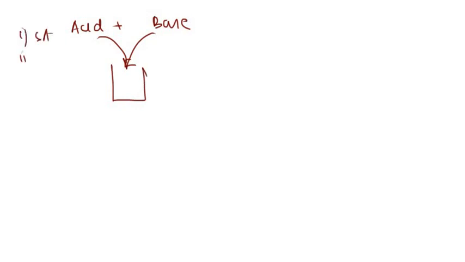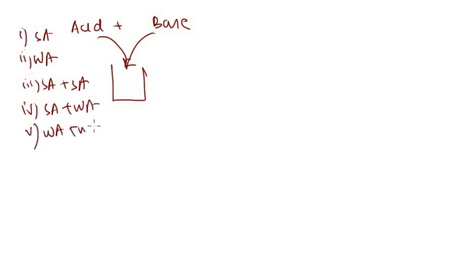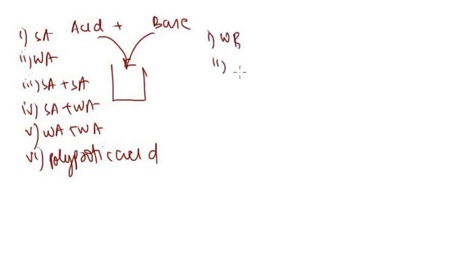If you talk about mixing of acid and base, whenever we mix acid and base, what is the pH? We know all the categories of pH for acids: strong acid, weak acid, third is strong acid plus strong acid, fourth is strong acid plus weak acid, fifth is weak acid plus weak acid, and sixth is the polyprotic acid. In case of base, we also know strong base, weak base, and weak base plus strong base. All the cases we have seen.